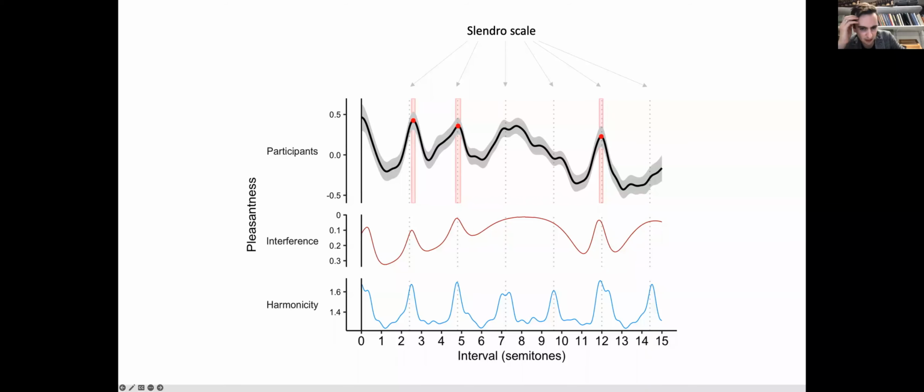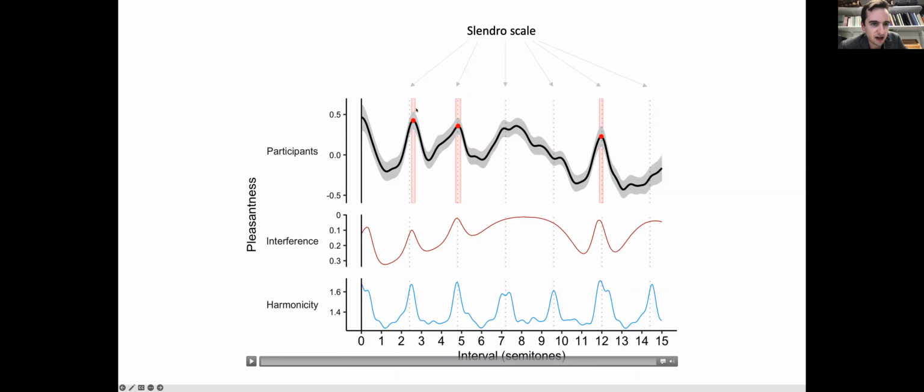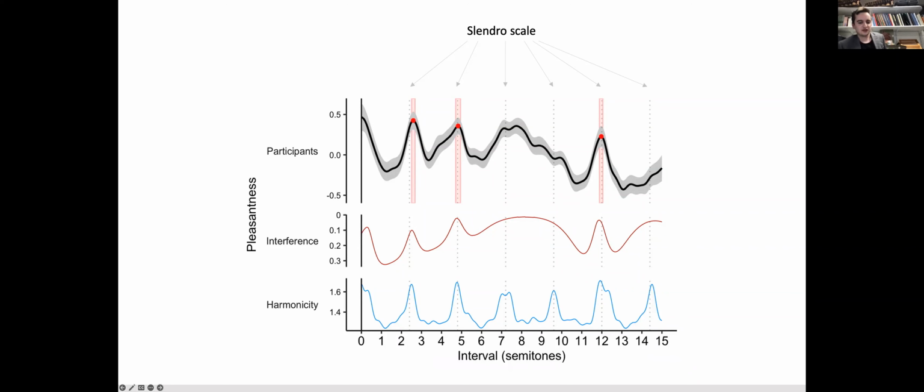Now, if we plot this Slendro scale against the Bonang's consonance pattern, we find that the Slendro scale degrees line up impressively well with these consonance peaks. These scale degrees are here in grey dotted lines. And it's consistent with the idea that the scale might have developed to align well with these particular acoustic properties of gongs such as the Bonang.